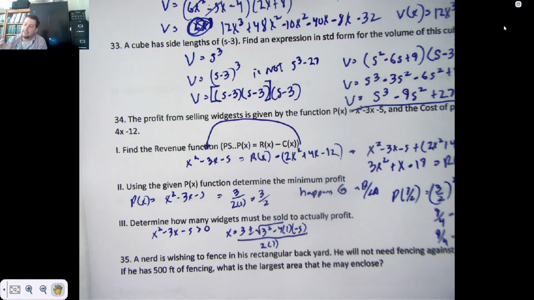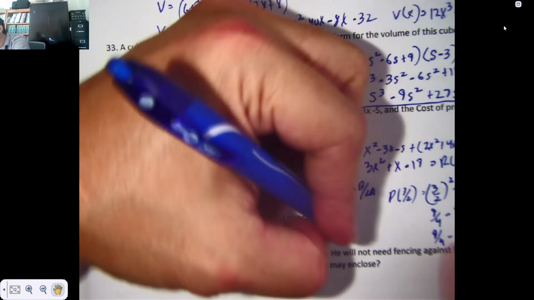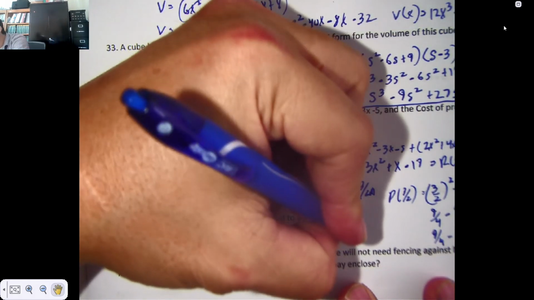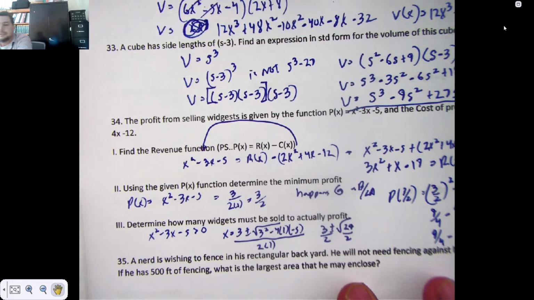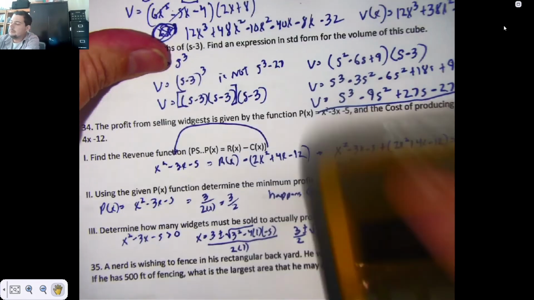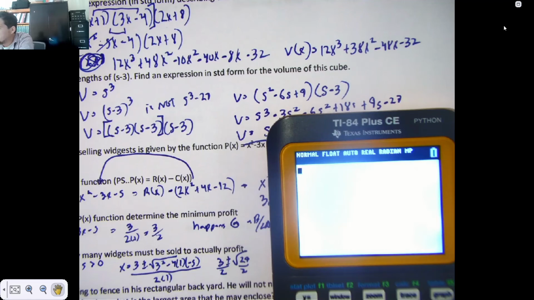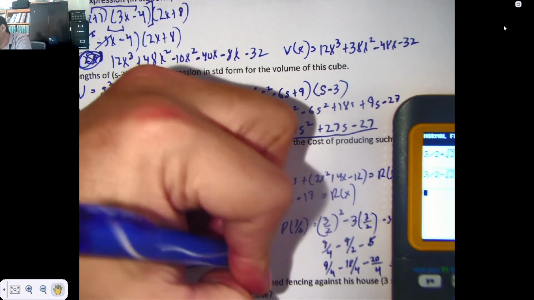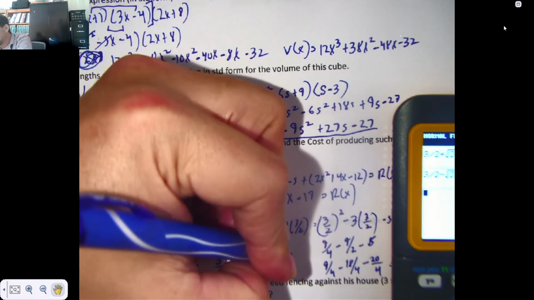Inside that radical, I've got 29. 3 plus or minus the root of 29, both pieces over a 2. So 3/2 plus the root of 29 divided by 2 is 4.192. Okay? 3/2 minus the root of 29 over 2 is negative. That's extraneous. So I got that x is 4.19.